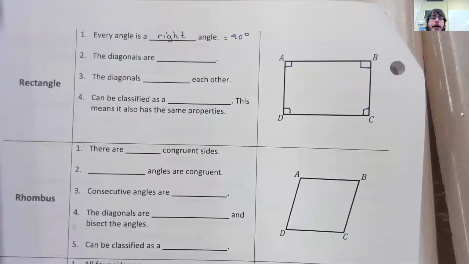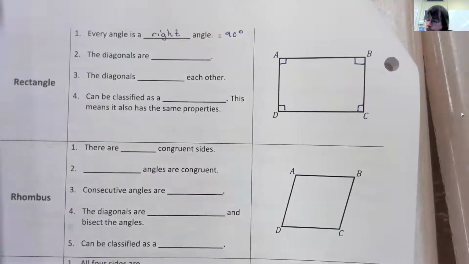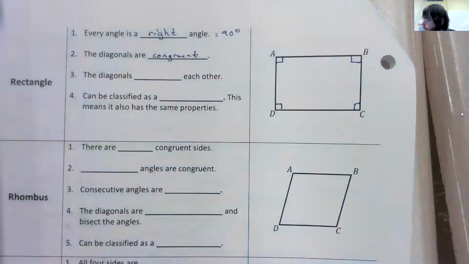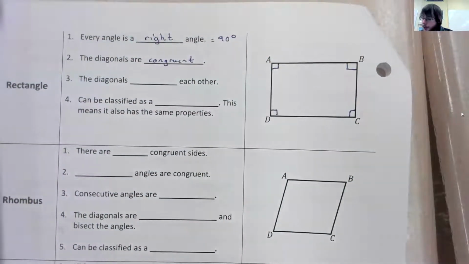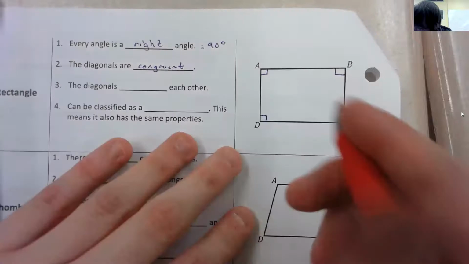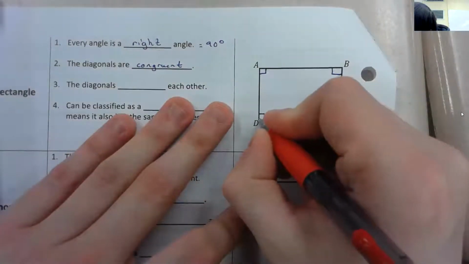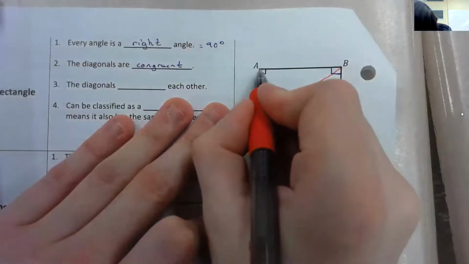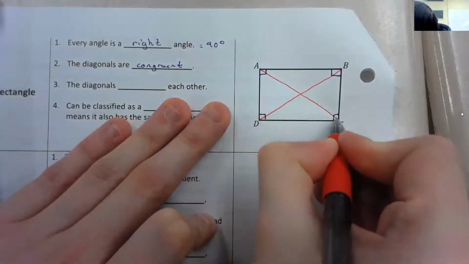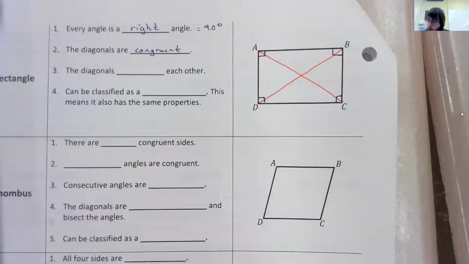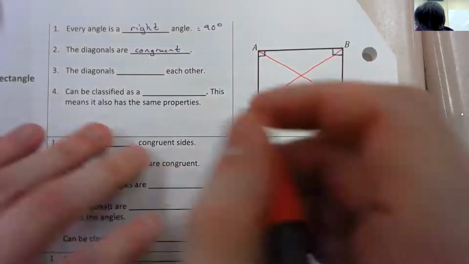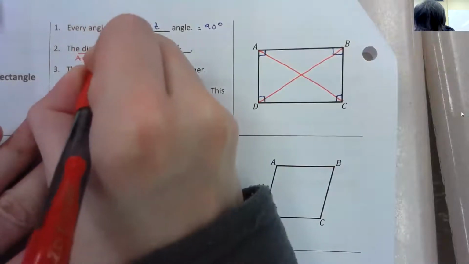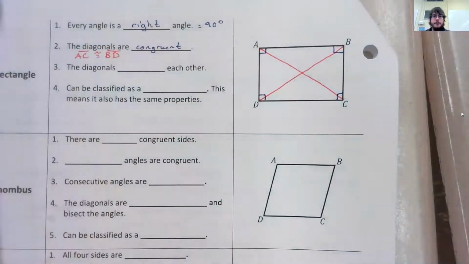Next, the diagonals are congruent for a rectangle. So for a rectangle, the diagonals are congruent. That means that if we draw our diagonals here, and again, I'll try and draw them as straight as I can, we can say that AC is congruent to BD in this case.